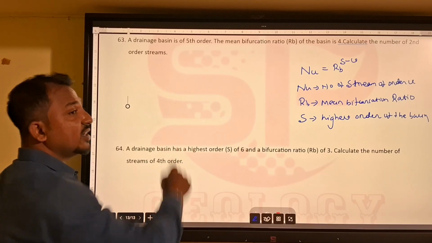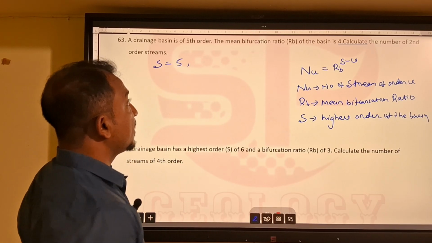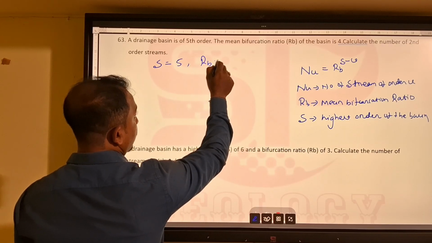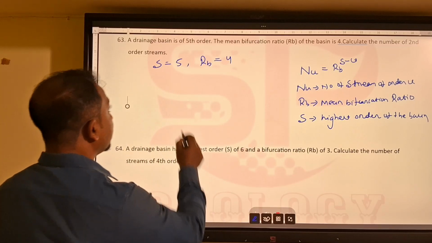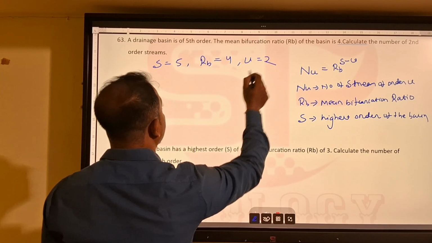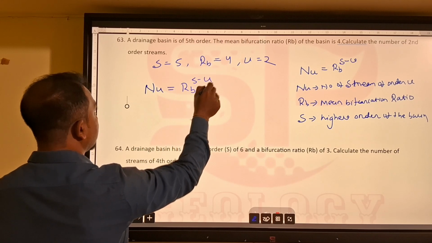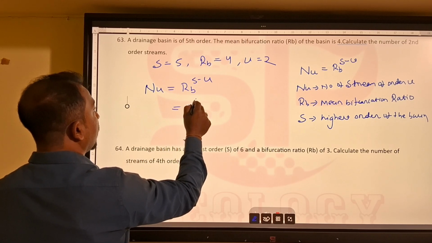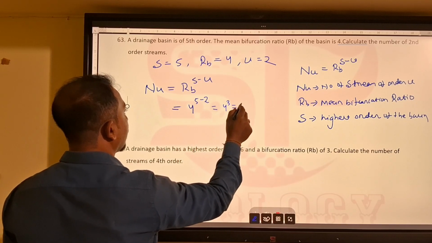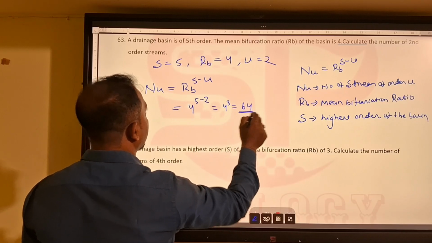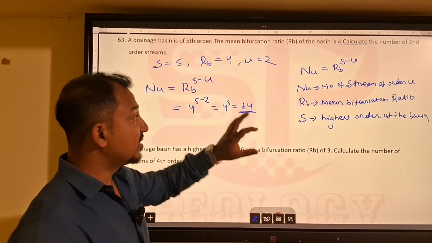Here the drainage basin is fifth order, that means S equals 5. The mean bifurcation ratio RB is given as 4, and we calculate the number of second order streams, that means U is 2. So you have to calculate NU. It will be RB to the power S minus U, that means 4 to the power 5 minus 2, that is 3. It will be 64. So the number of second order streams present in this basin is 64.